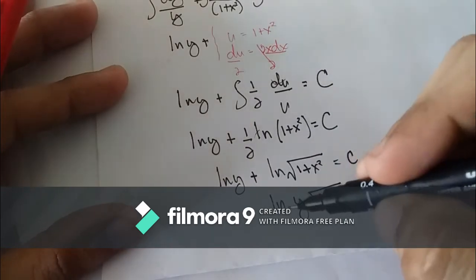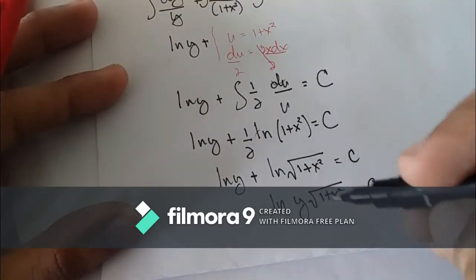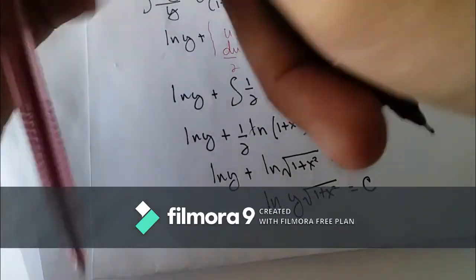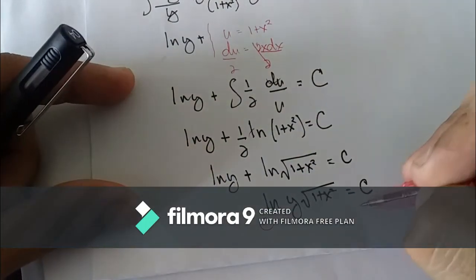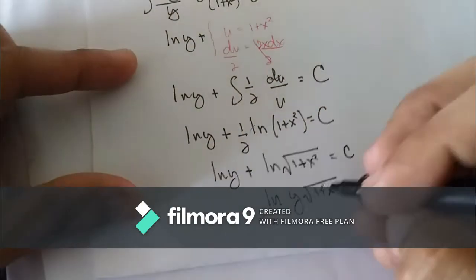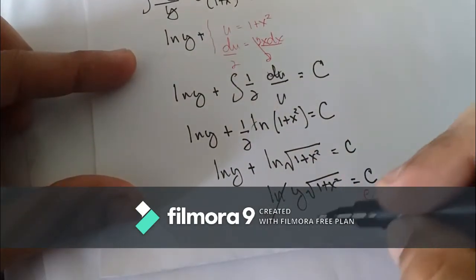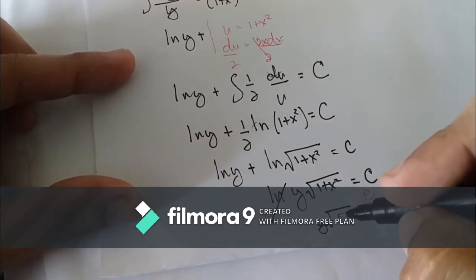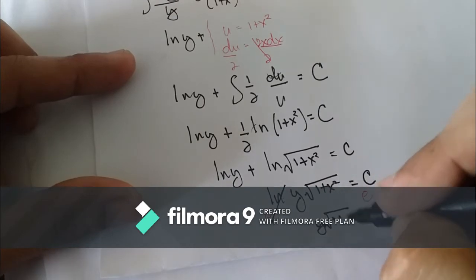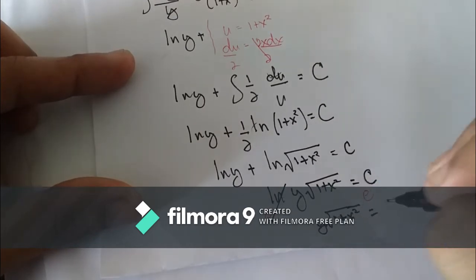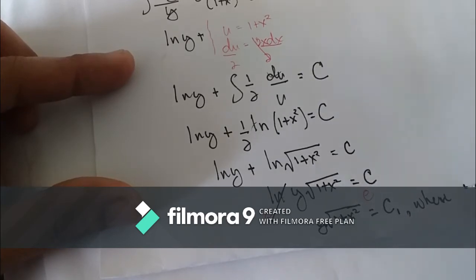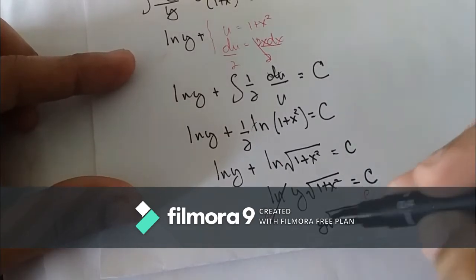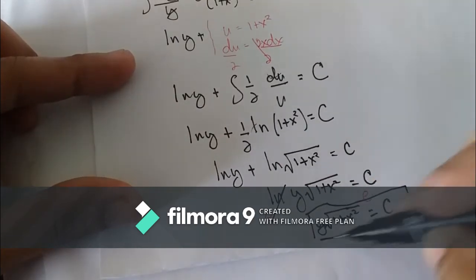So we will dissolve the ln, the natural log. So we will raise this one both sides by e, the constant e. So what will happen is this will dissolve, cancel out. So y times square root of 1 plus x squared is equal to c sub 1, where c sub 1 is equal to e to the power of c. So our final answer would be this one.